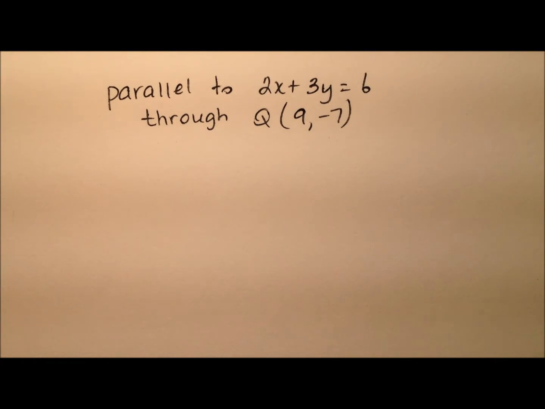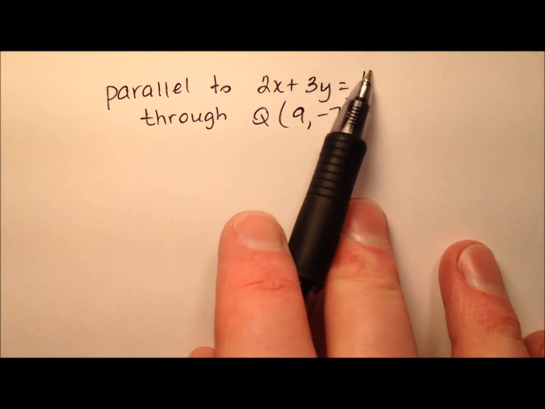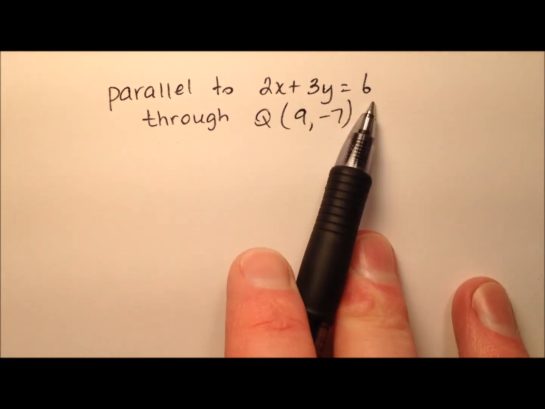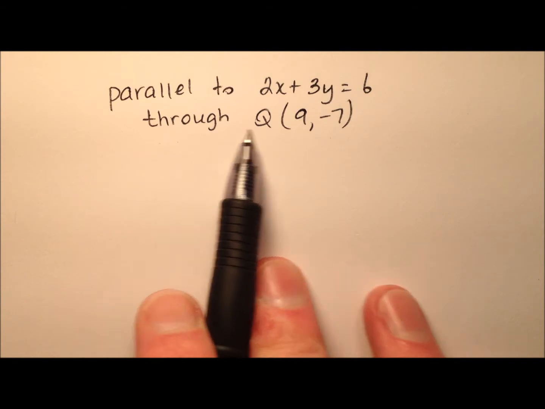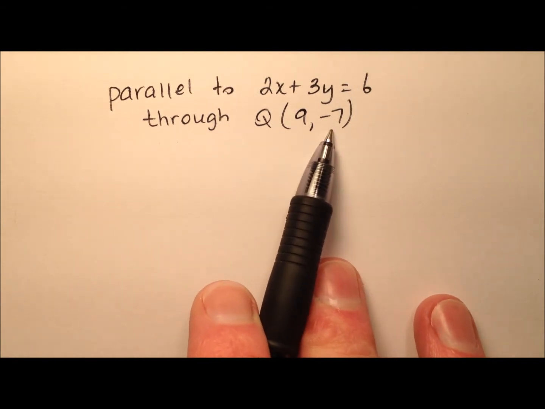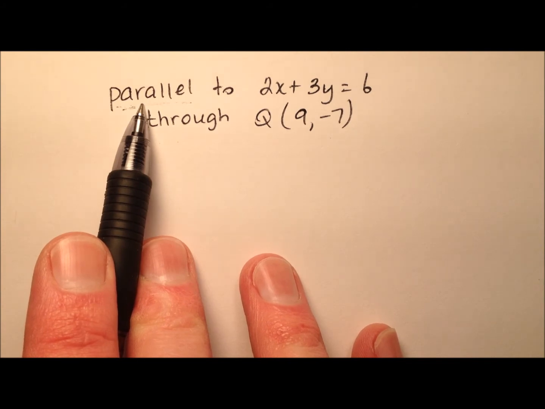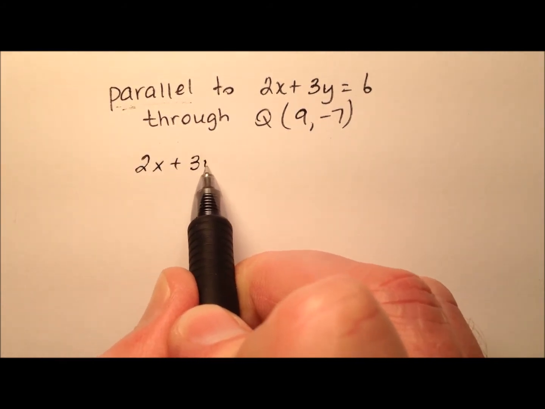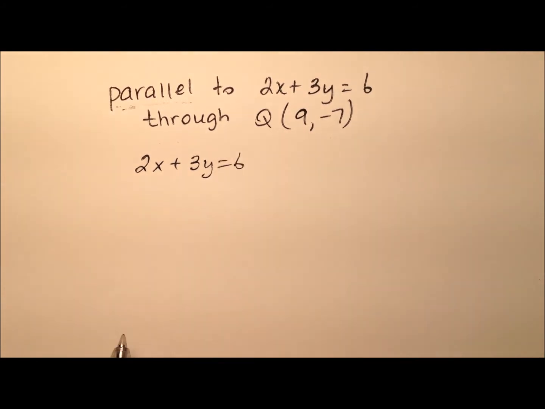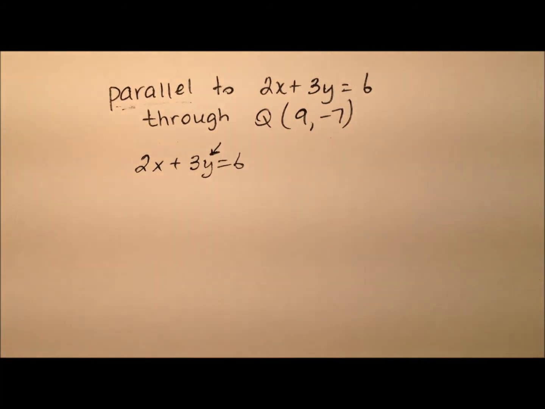In this second example, we're going to write the equation of a line that's parallel to this line that's given in standard form, 2x plus 3y equals 6, but it's going to pass through this point Q, 9, negative 7. Once again, to be parallel means that it has the same slope, but this line is given in standard form, so I'm not sure what the slope is just by looking at it because it's not in slope-intercept or point-slope form. So I'll have to start by solving for y.